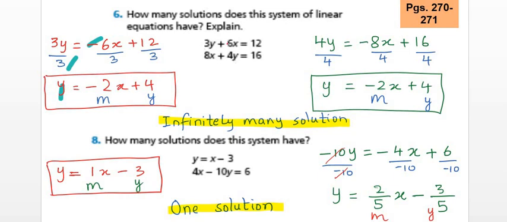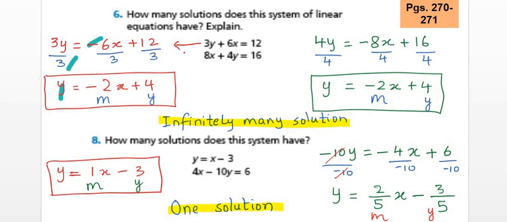If you look at question number 6, I changed the first equation into standard form over here. So just keep it in your mind, the first thing you always have to do is to change it into standard form to know what is the value of m, or you can say slope, and what is the value of the y-intercept.